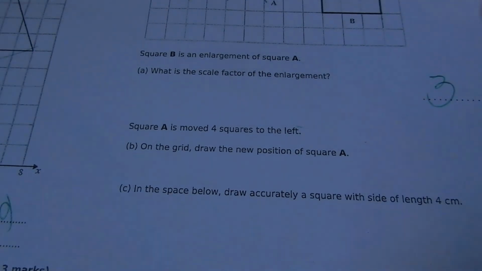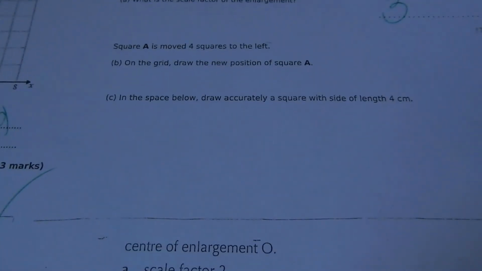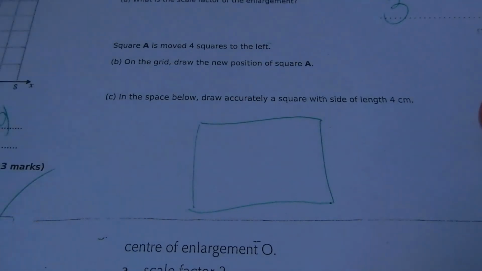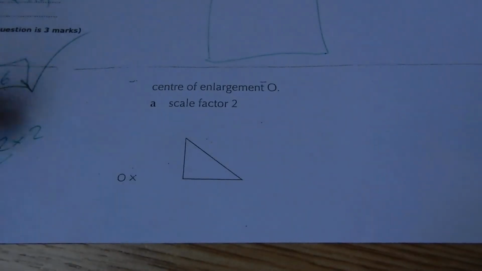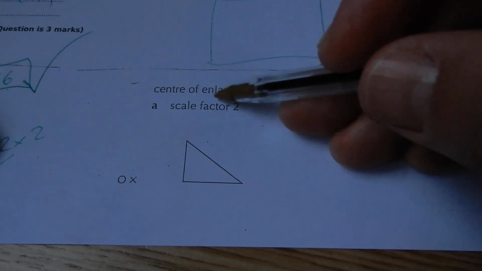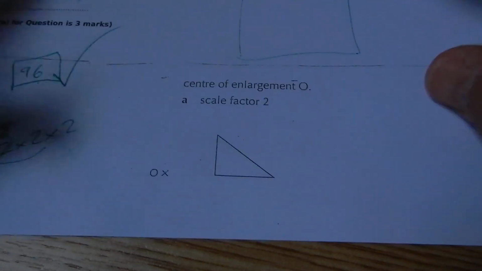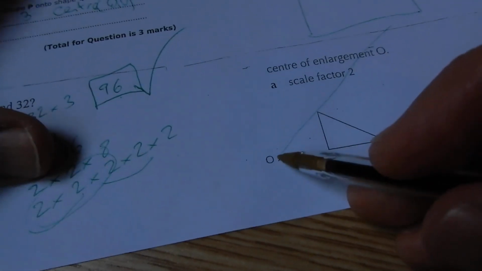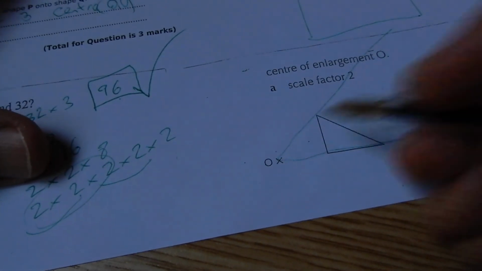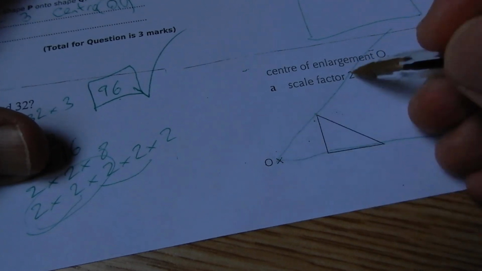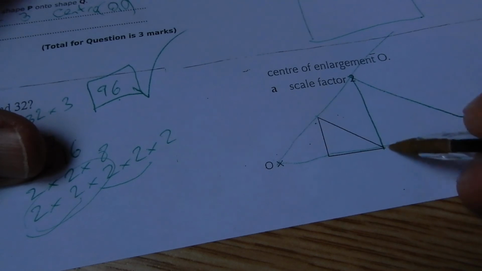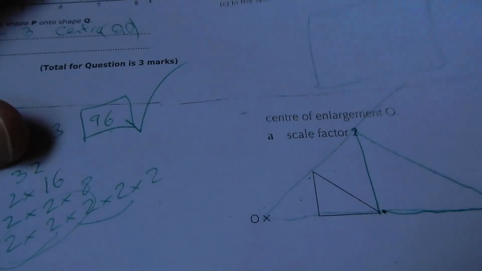Right. On the space below, draw accurately a square with sides of length 4 centimetres. Oh, okay, I've got to use a ruler. I didn't bring a ruler. Centre of enlargement 0, scale factor 2. Okay, draw the lines, straight lines, use a ruler. Okay, and double that distance to there. There, yes. It's double the size.